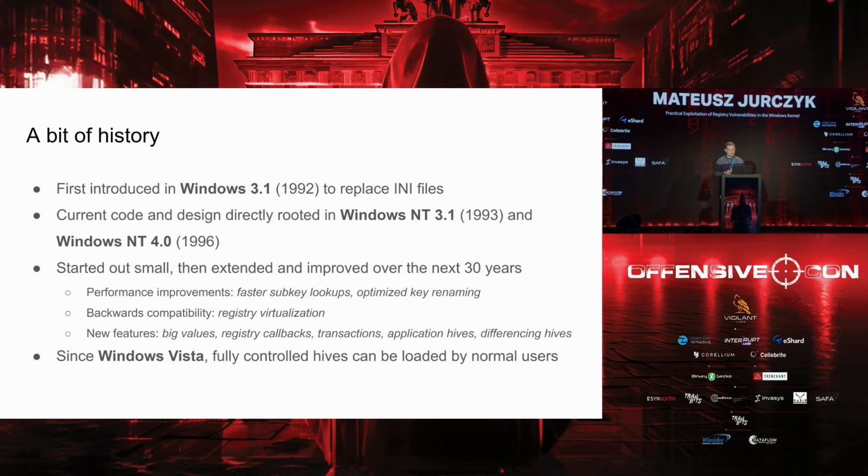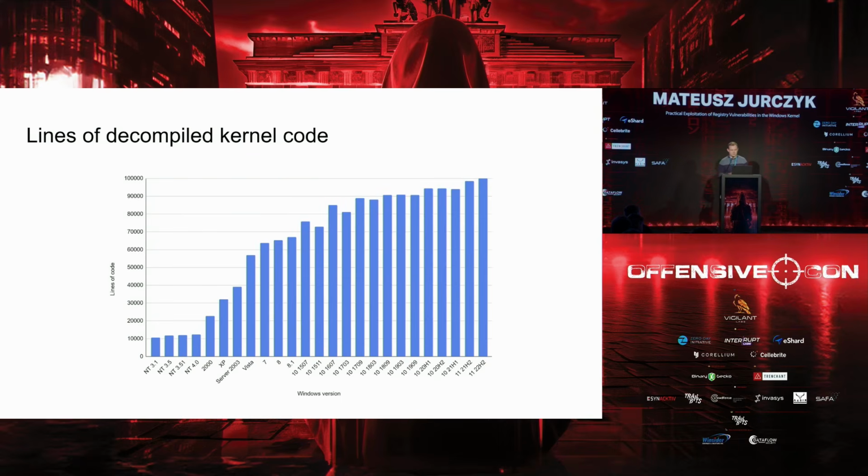So some optimizations have been implemented there, and there were some backwards compatibility mechanisms and also some new features, such as support for values that are longer than 1 megabyte, registry callbacks that can be used by antivirus, for example, and EDRs, transactions, application hives, differencing hives, and so on. So quite a few interesting features there. And since Windows Vista, it was possible to load fully controlled binary hives by normal users without having any special privileges. So that actually extended the attack surface a lot by allowing us to load these controlled hives without any special rights in the system.